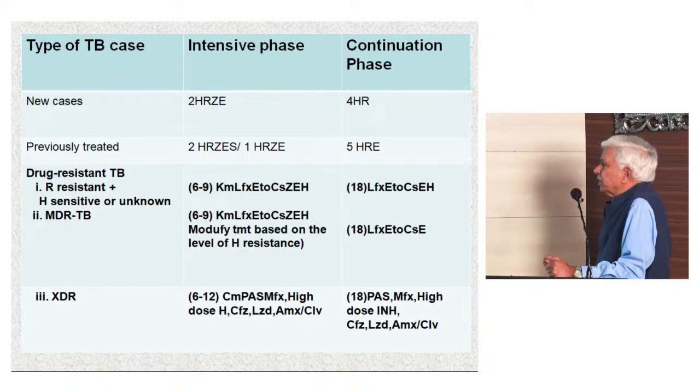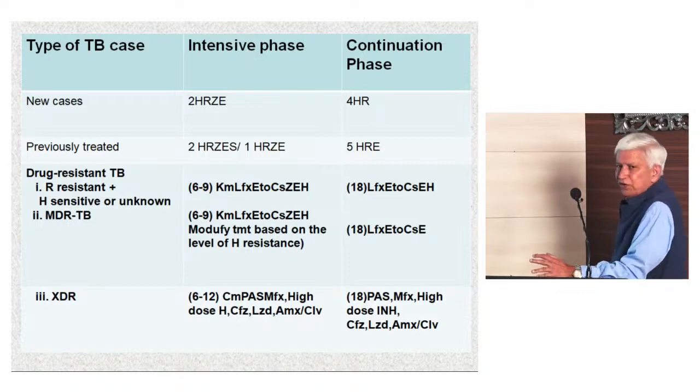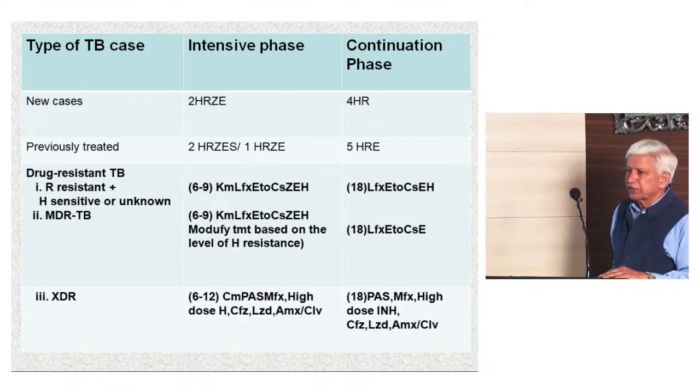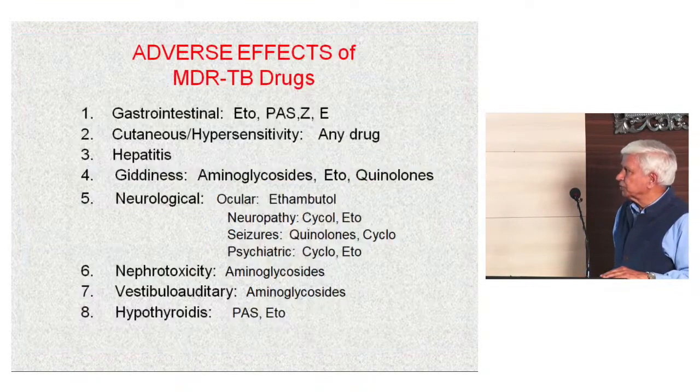And MDR-TB again. Same intensive phase, but modified treatment based on the level of INH resistance, which I already talked about, that there is a low level resistance or there is a high level resistance, and then 18 months of continuation treatment. The extensive drug resistance is even more difficult. Even more drugs are to be used, and these patients most of the time are admitted and given treatment under supervision.